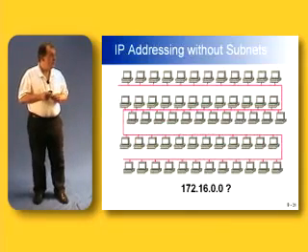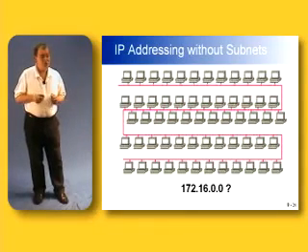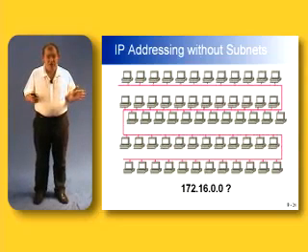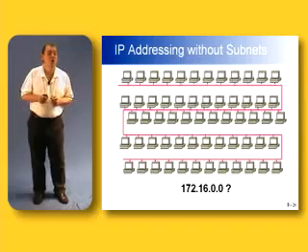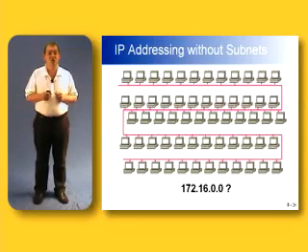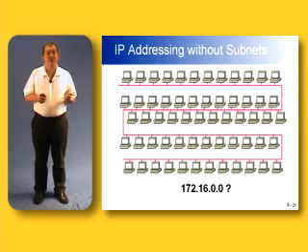Okay, so we understand the network portion of the address, and we understand the host portion of the address. So we're a company, and we get given a Class B address. We get given the address 172.16.0.0. Have a look at the first octet. It's a Class B address. So the first 16 bits are network, the last 16 bits are host. That means we've got 65,535 host addresses available to us.